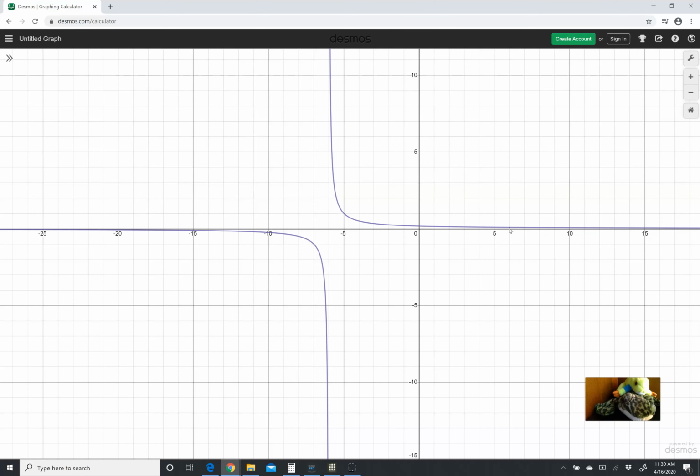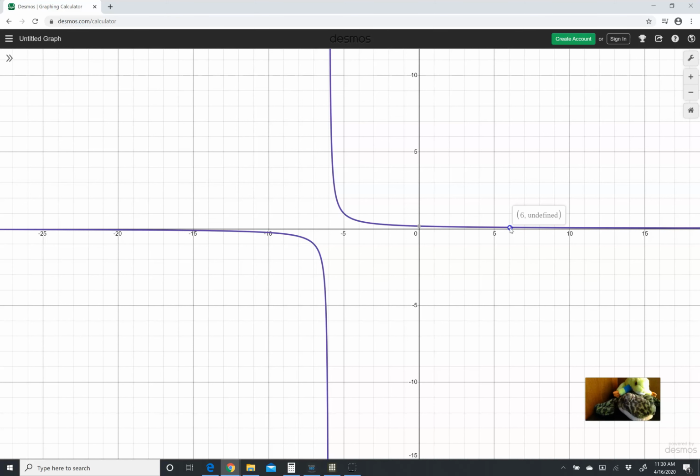If we go over to 6, you can see that the y value is undefined. It's a little hard to see here, but you'll see an open circle. There's an open circle on the graph at x equals 6, okay? So instead of having an asymptote, what we really have in the graph is a hole. So if the factor cancels, we have a hole in the graph, okay? We just have an open dot.